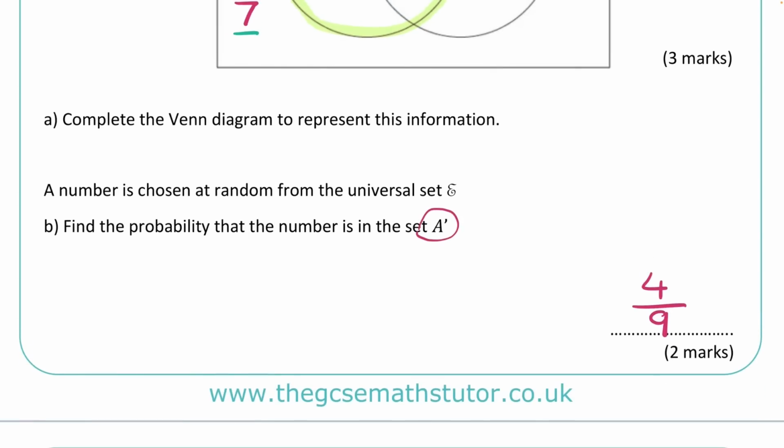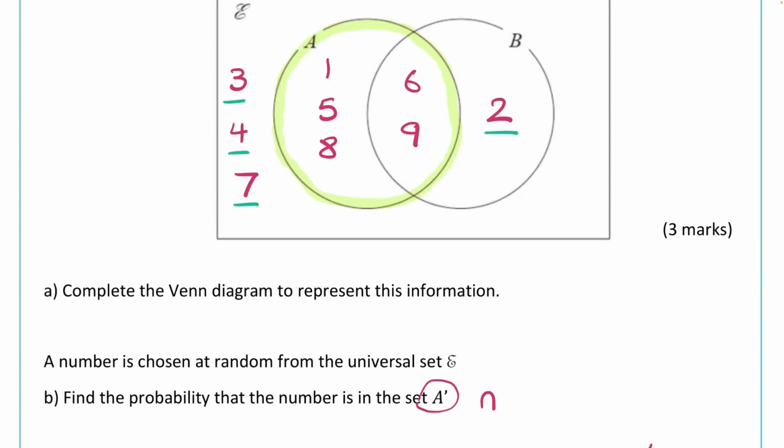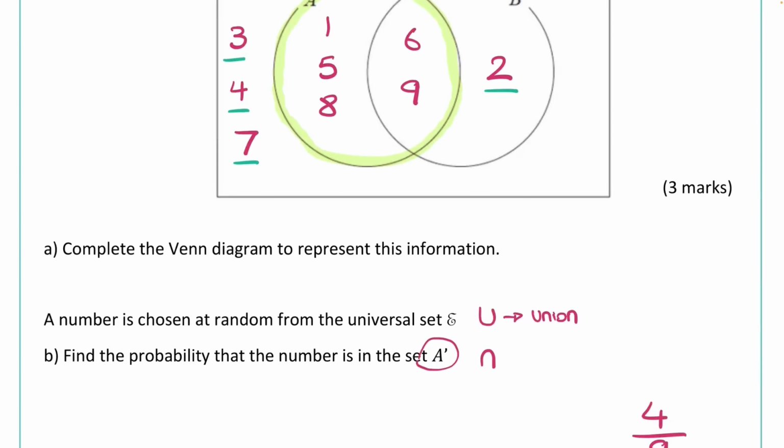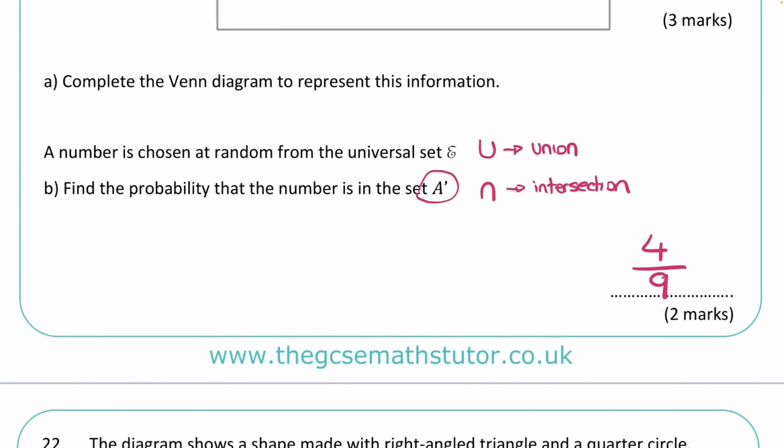You can have the intersection, which is an n, and that means the numbers in the middle, so just 6 and 9, and you can have a u, which is the union, and the union is all the numbers in the circles. So 1, 5, 8, 6, 9 and 2 are all in the union. Okay, so we've got the union, we have the intersection, and we have the not in A, which is your little dash there with the letter.